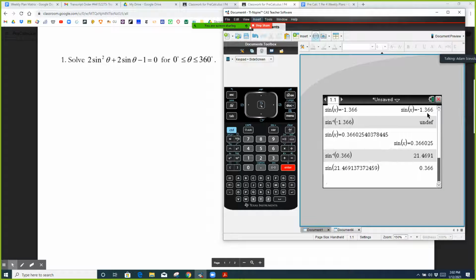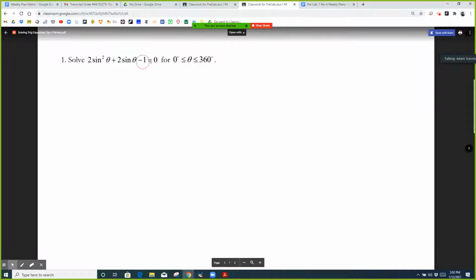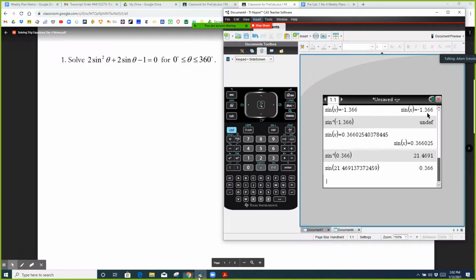Because again, I took this quadratic and I couldn't factor it, so I did the quadratic formula, and I got that the sine of x could equal -1.366, which gave me no solution, or the sine of x could equal 0.366, which when I did the sine inverse, I got 21 degrees. So that's one of my solutions.